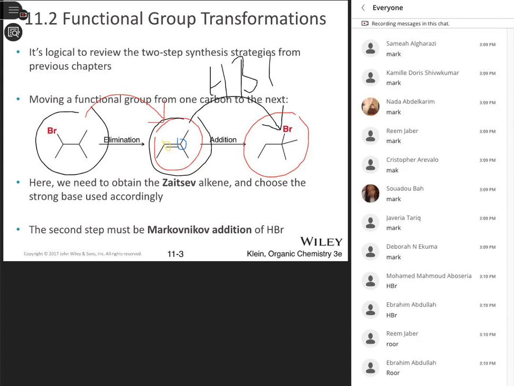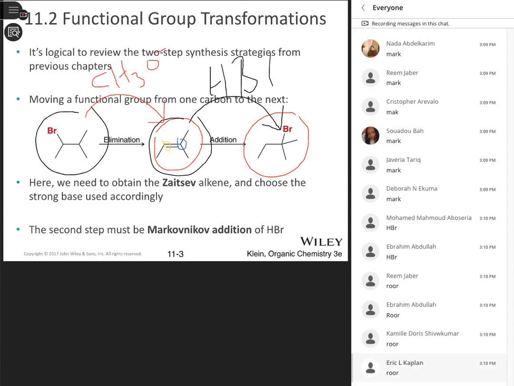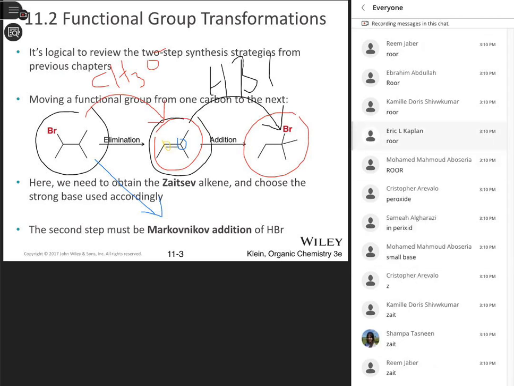It's a Zaitsev, right? Because it has more substituents, and because of that, we use a small base. So any small base will do. Methoxide would just do the job fine. What would happen if I use a bulky base? What would happen if I accidentally made a mistake and used a bulky base?